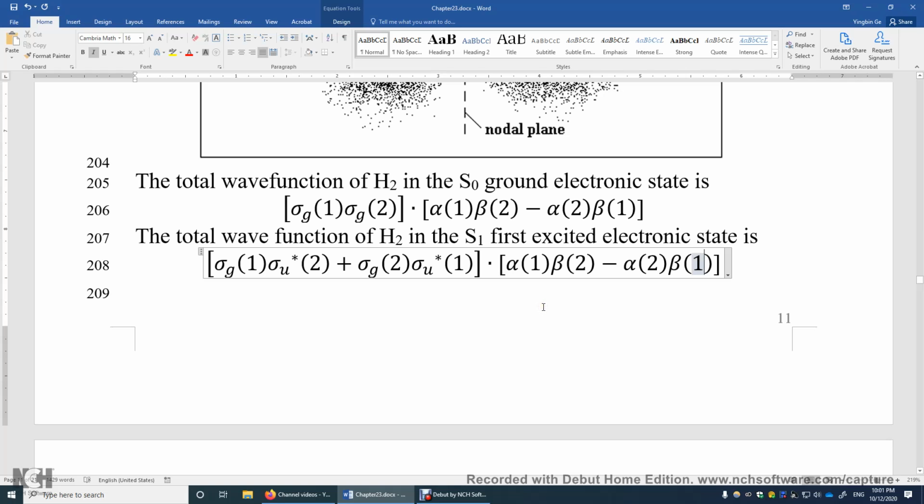So as you can see, in the singlet electronic states, S0, S1, you have a symmetric spatial function and an antisymmetric spin function. But in the triplet electronic state, you have a symmetric spin function. Well, actually 3 of them: alpha 1 alpha 2, beta 1 beta 2, and alpha 1 beta 2 plus alpha 2 beta 1. All 3 spin functions are symmetric. And then you need an antisymmetric spatial function.